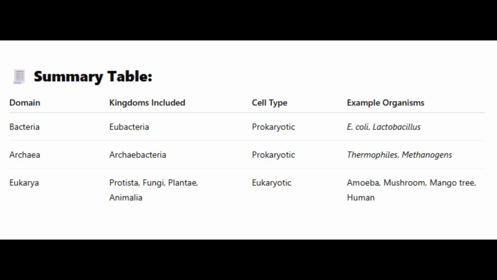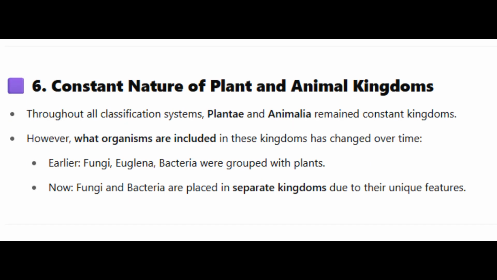Summary table. Domain, kingdoms included, cell type, example organisms. Bacteria: Eubacteria, prokaryotic, E. coli, lactobacillus. Archaea: Archaebacteria, prokaryotic, thermophiles, methanogens. Eukarya: Protista, fungi, Plantae, Animalia, eukaryotic, amoeba, mushroom, mango tree, human.